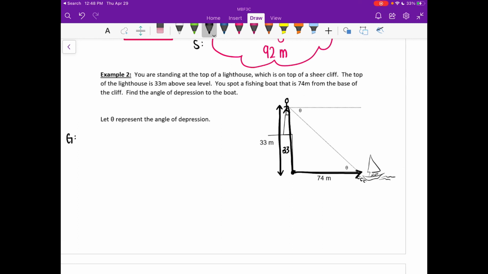And then the angle of depression, it's asking for the angle of depression from the boat. So this is your line of sight when you're looking outwards. This is you looking down at the boat. This angle right here is what you're trying to find. So this is the angle of depression.